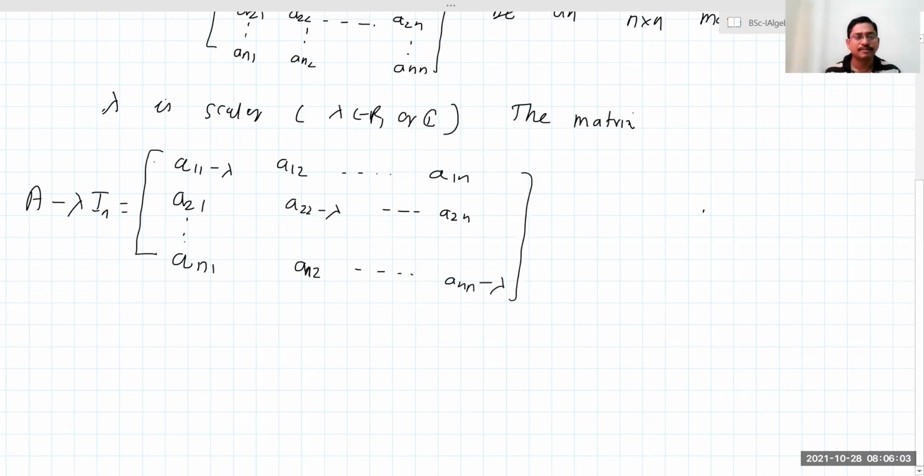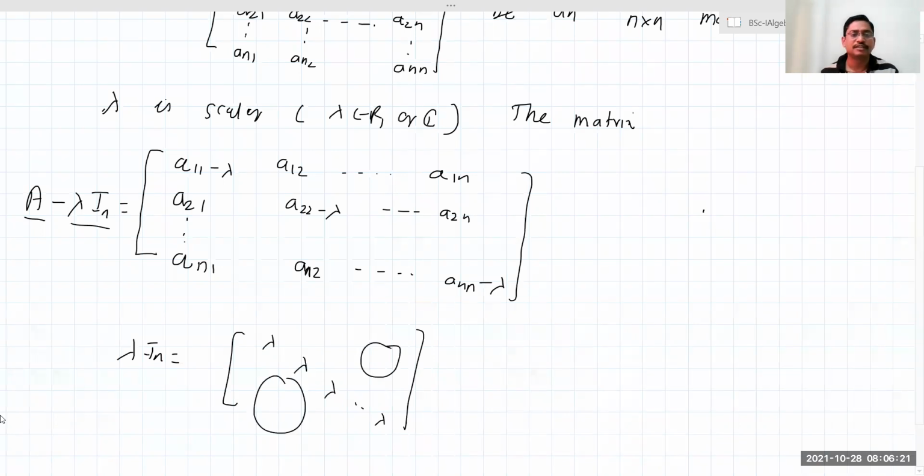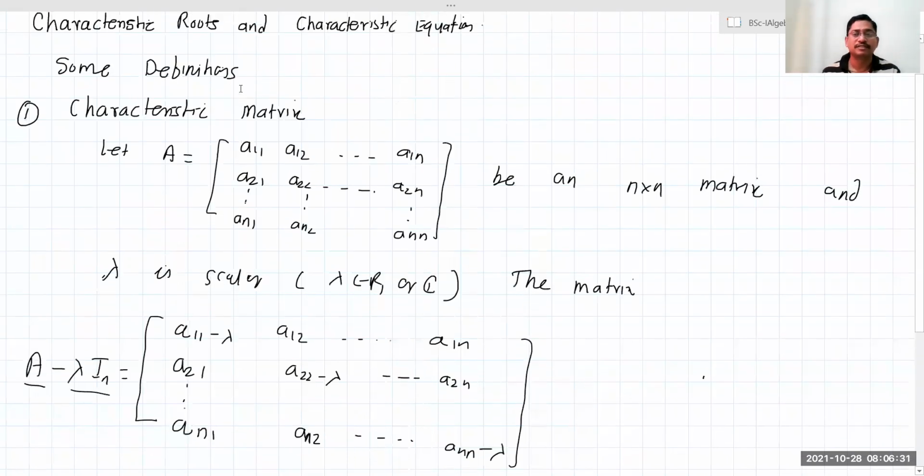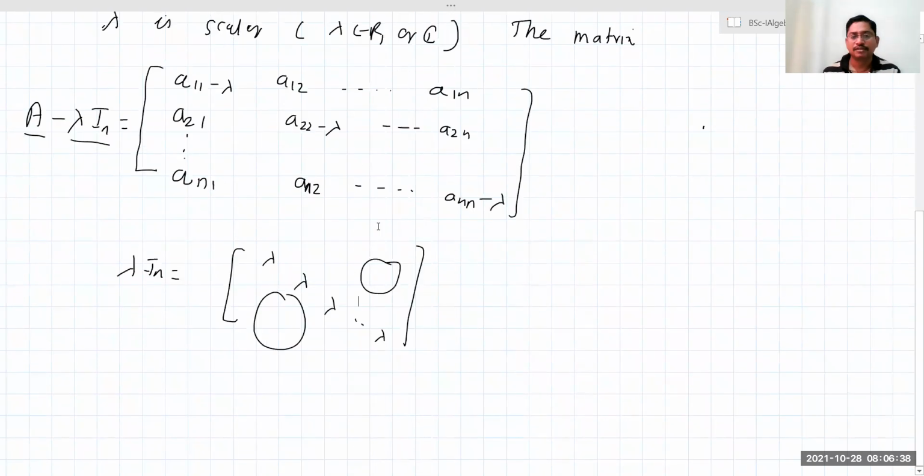So how is it obtained? The matrix A is subtracted from lambda times the identity matrix of the same order as A. So what is lambda times In here? It is just lambda, n by n order, and all the other entries are zero. This matrix is subtracted from A, and after subtraction we get this. So we are only subtracting lambda from the diagonal. So this matrix is referred to as the characteristic matrix. Keep this definition in mind. The matrix A minus lambda times the identity matrix of the same order as A is called the characteristic matrix.